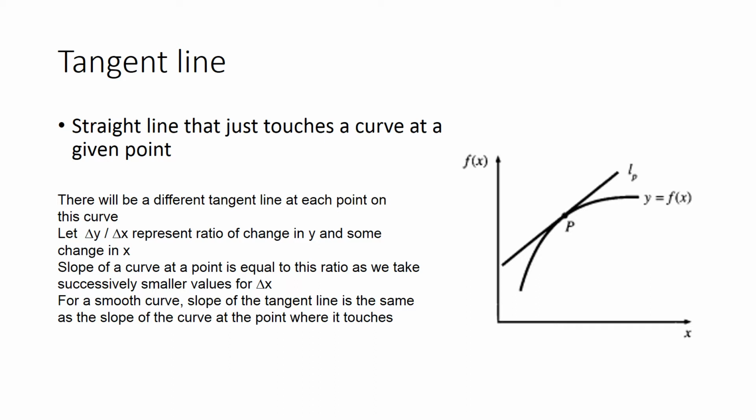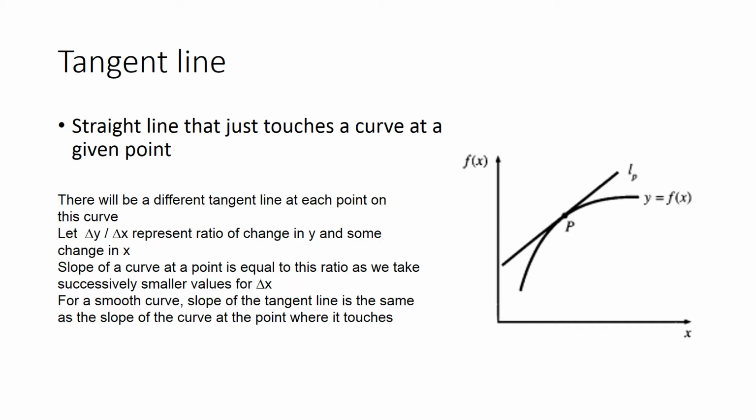Now, let us work with the tangent at P. Let del y by del x represent the ratio of change in y and some change in x. Del y is the change in y and del x is the change in x. So the slope of the curve at a point is equal to this ratio. Of course, there's a rider. The increase in x must be as small as possible. It should tend to 0.